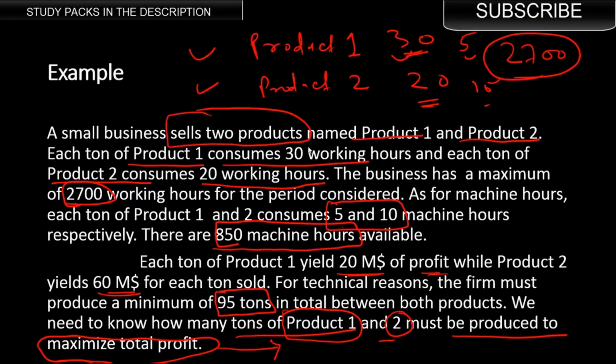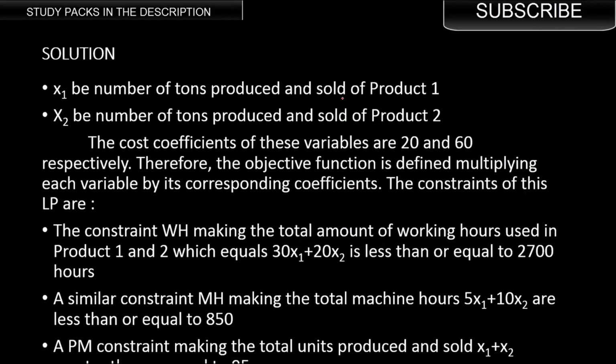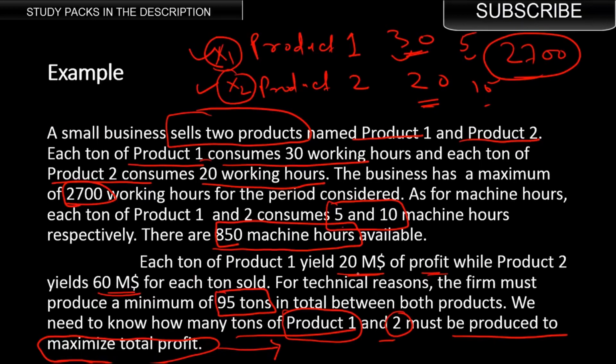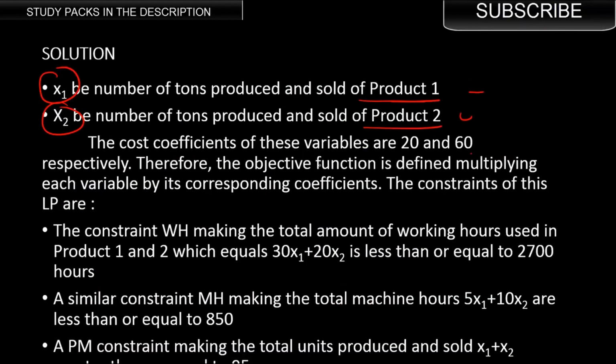So the decision variables for us are the number of product 1 and the number of product 2. X1 is the number of tons produced or sold of product 1. That's one thing we will assume. X2 is the number of tons to be produced of product 2. So we want X1 tons for product 1 and X2 tons for product 2. The cost coefficients of these variables are 20 and 60. The profit made from product 1 is $20 million and from product 2 is $60 million, so the cost coefficients are 20 and 60. Remember C1 and C2 we talked about in the definition? That's exactly what it is.